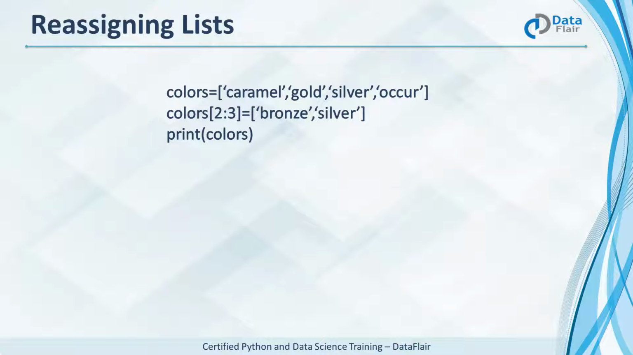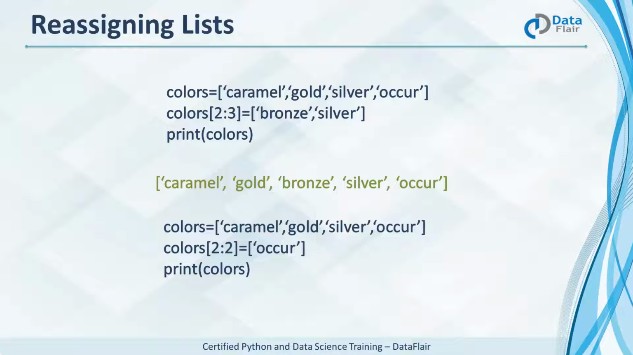Again, colors is this list. We reassign the slice 2 to 2, which is simply index 2, with bronze and silver. Colors is now this list. And if we now reset colors and set index 2 to ochre, colors is now this. It adds the value ochre at index 2.